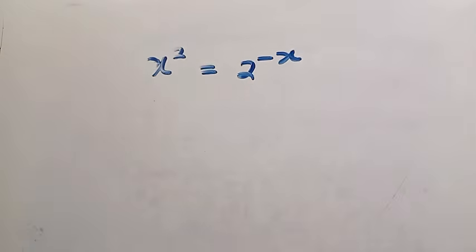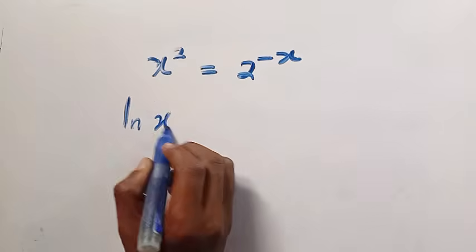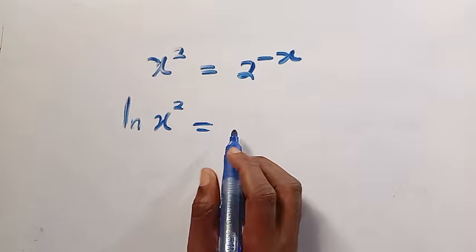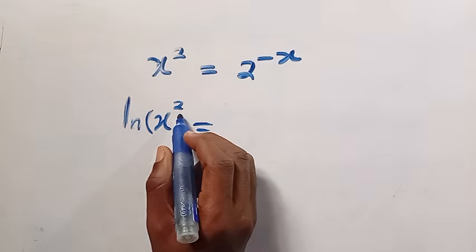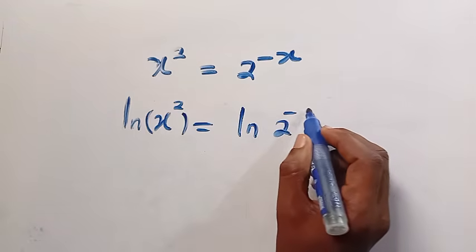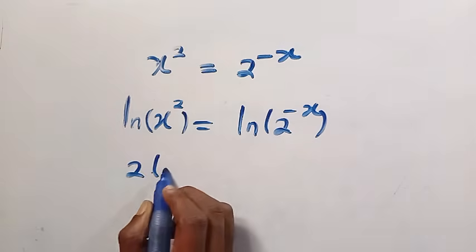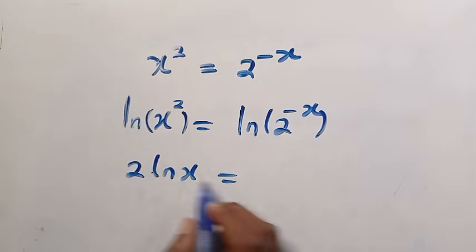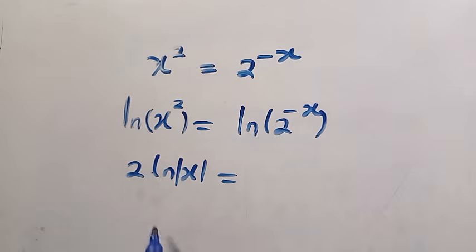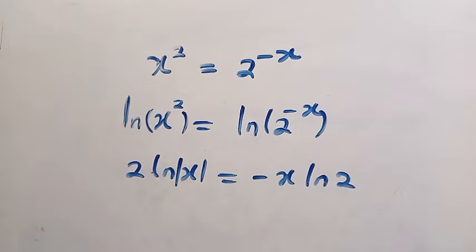Okay, so this is another way of solving this problem. If I introduce ln to both sides, we have ln of x to the power 2 equals ln of 2 raised to the power minus x. Let me bracket this as well. Applying the rule of ln, this gives us 2 ln |x| equals minus x ln 2, and I put x in absolute value because it's not going to be negative.